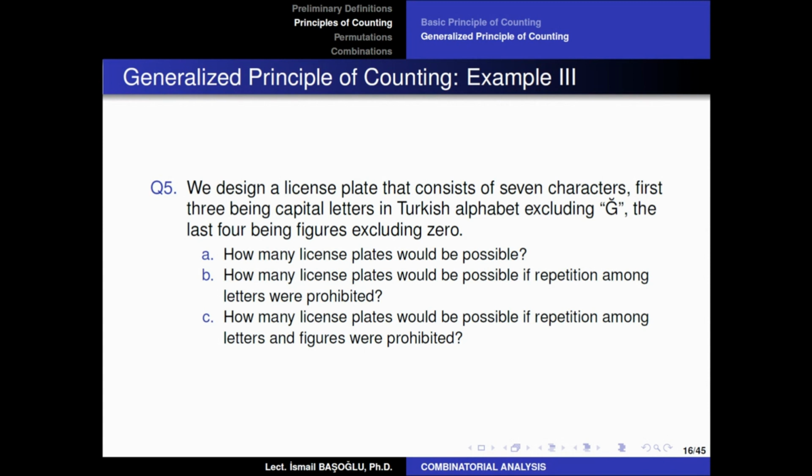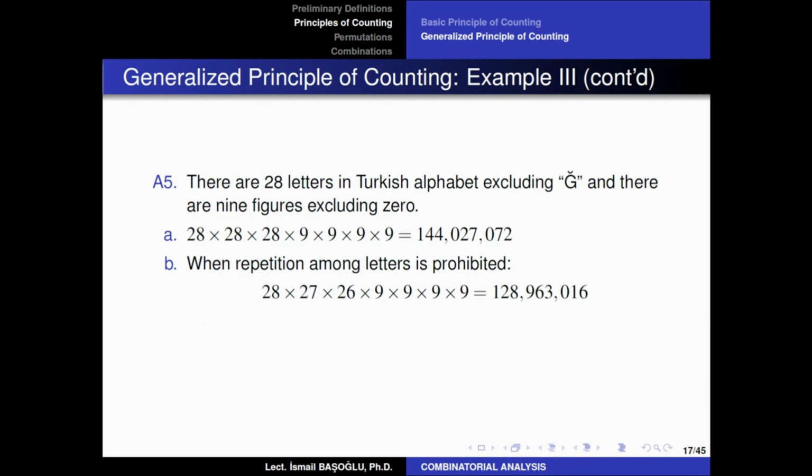Now, obviously, if you are applying a restriction, the number of license plates that we can create cannot be more than 144 million, right? So it should be less than this value because there's a restriction. This means the previous license plates that we have created are not all going to be considered this time, because there were repetitions of letters there. We need to be careful here.